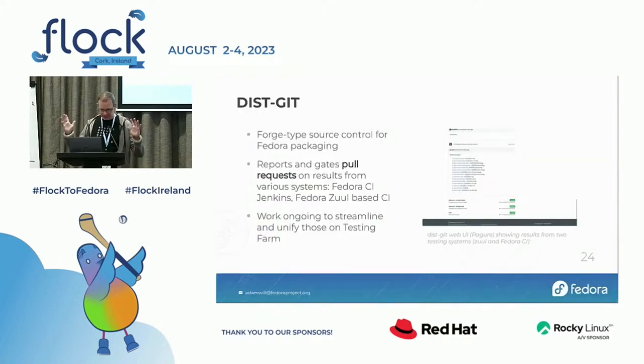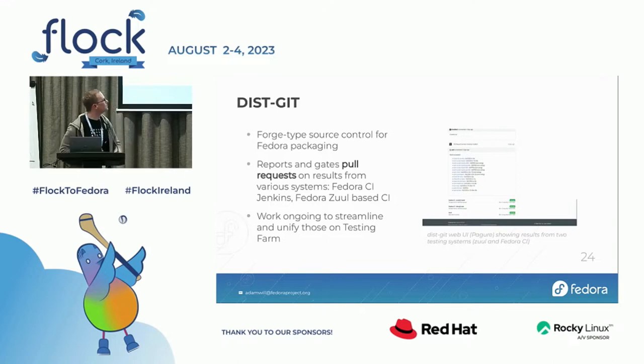So in practice, where do you get results? As I mentioned, for Fedora CI, the earliest point you're really going to get your results in a way that's useful to packagers is in Dist-Git. So if you're using pull requests, you can get the results of tests in there.